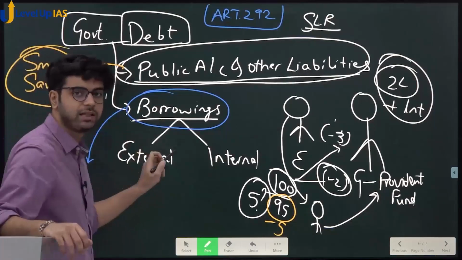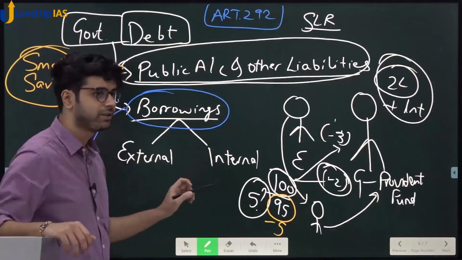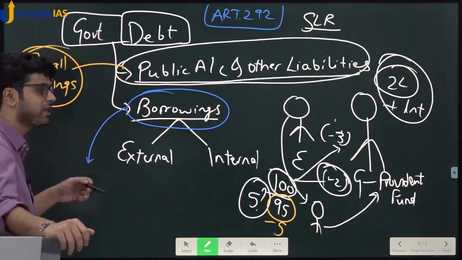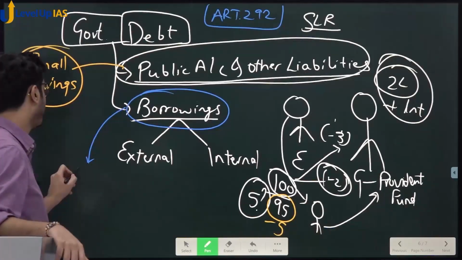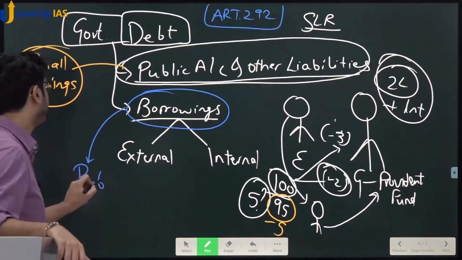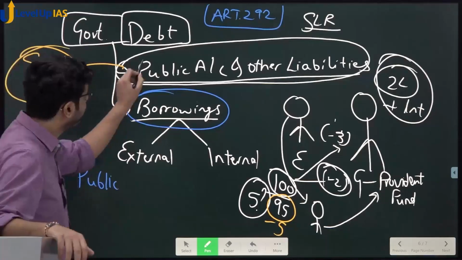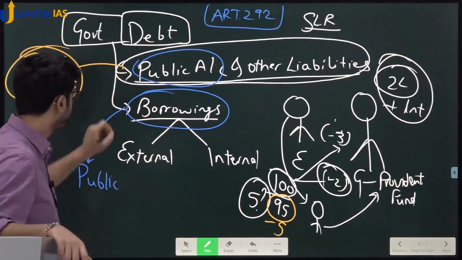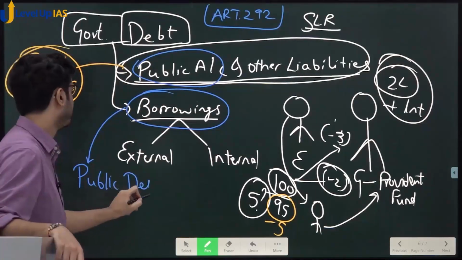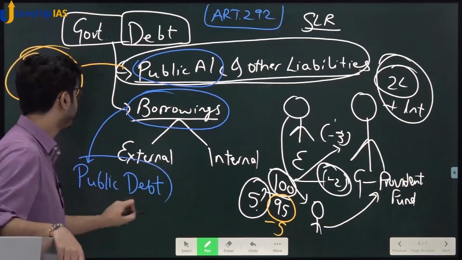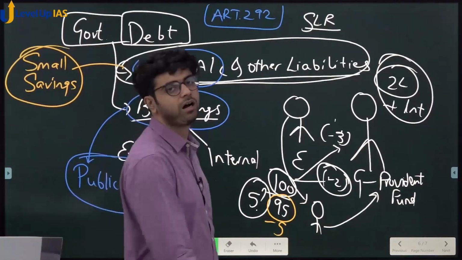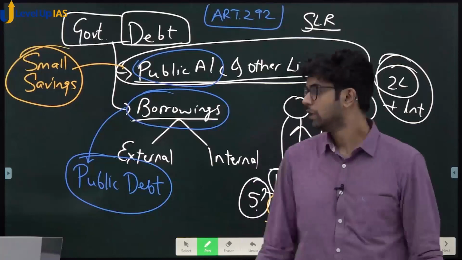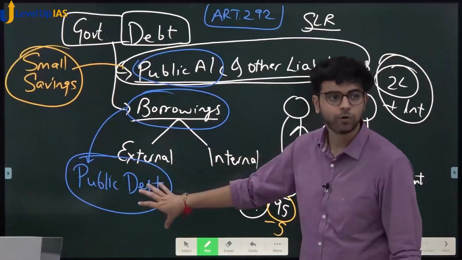Whatever borrowings are done, they go in the Consolidated Fund of India, yes or no? So whatever borrowings are done in the Consolidated Fund of India are called public debt. Please do not confuse it with the public account. This is the most important thing I want to teach you here. Most of the students get confused with this, and that is why confusion happens. Whatever borrowings happen, they are known as public debt.